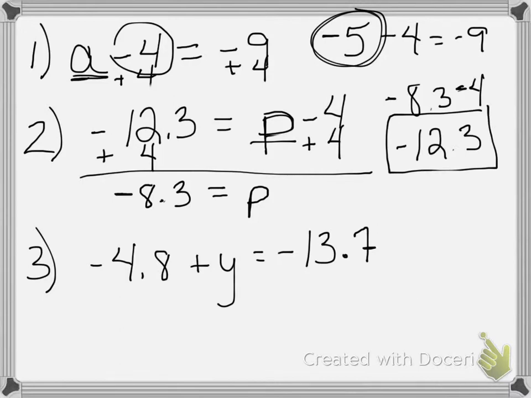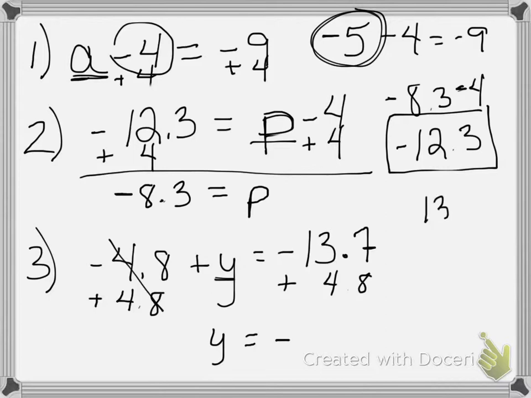Okay. So now for the very last one, I want to get y all by itself. I have a -4.8. So to get rid of that -4.8, I'm going to add 4.8 to both sides because a -4.8 plus 4.8 is 0. So that's gone. I'm just left with y equals, these are different signs. So I know I'm going to subtract and keep the sign of the larger number. So I know my answer is going to be a negative.